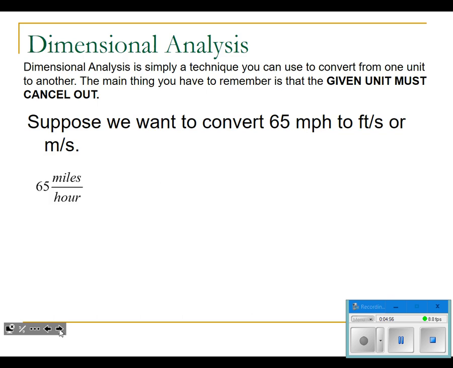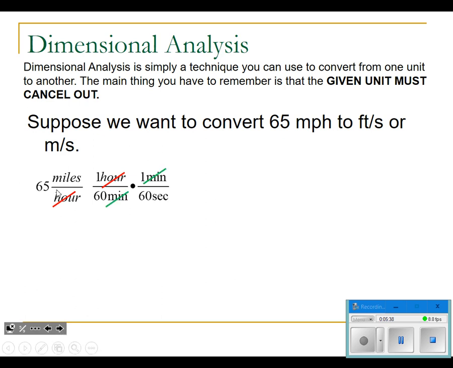Another way to do it is to do dimensional analysis, which all of you should have learned in chemistry class. And so dimensional analysis is just a way to convert from one unit to another by using ratios. And so the main thing to remember is that the given unit must cancel out. So if we want to go from 65 miles per hour, then we could go to feet per second, and then we could go to meters per second. So the thing to think about is if we just want to start with the time, we have hours on bottom, and then we have hours on top. And then we have minutes on bottom and minutes on top. So those would cancel out, okay?